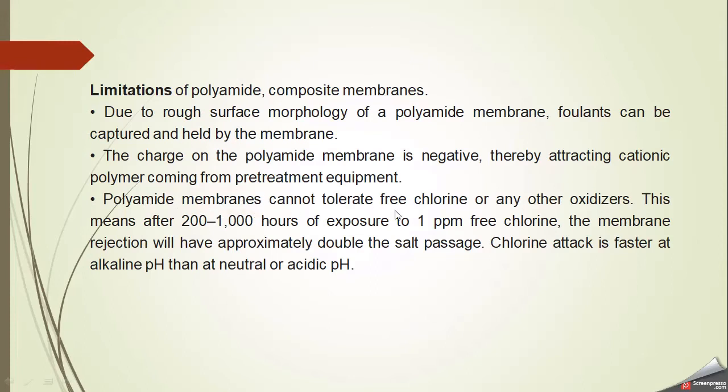Polyamide membranes cannot tolerate free chlorine. Big point, very big limitation, or any other oxidizer. This means after 200 to 1000 hours of exposure to 1 ppm free chlorine, the membrane rejection will have approximately double the salt passage. So chlorine attack is faster at alkaline pH than at neutral or acidic. When this membrane oxidizes, the pores of the membrane expand and more salt passes into the permeate.